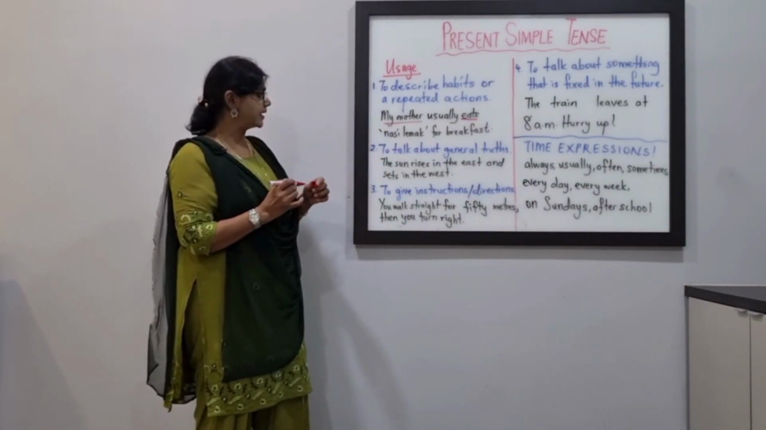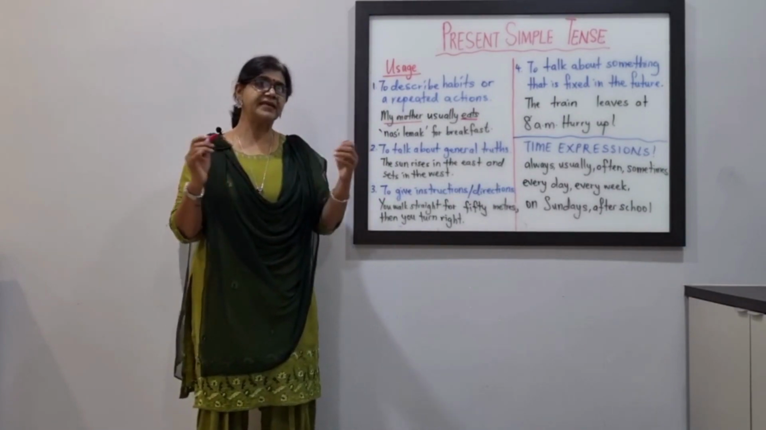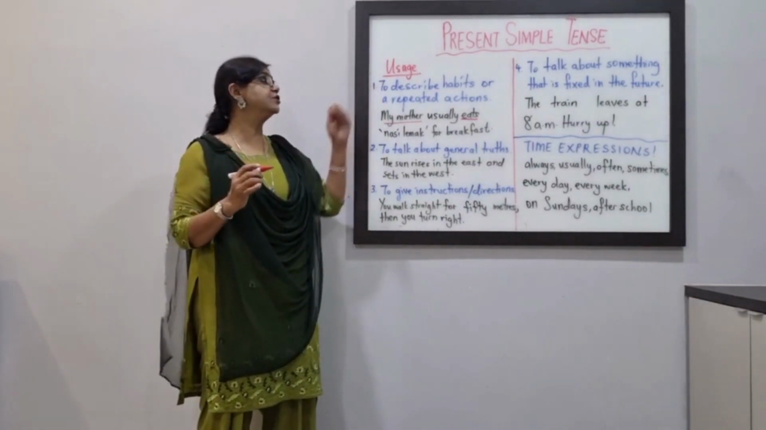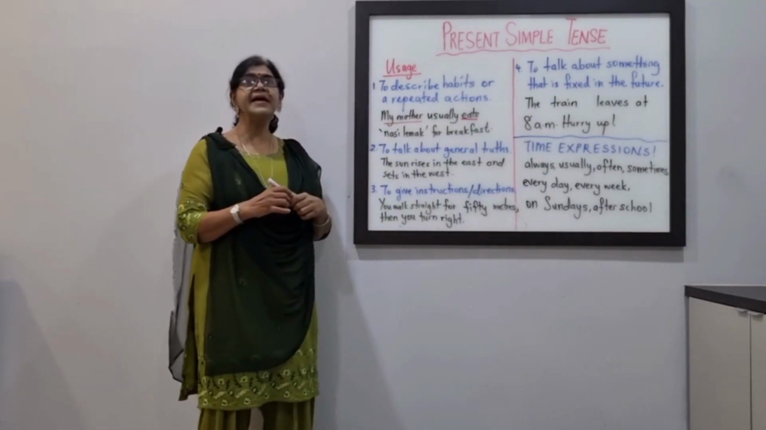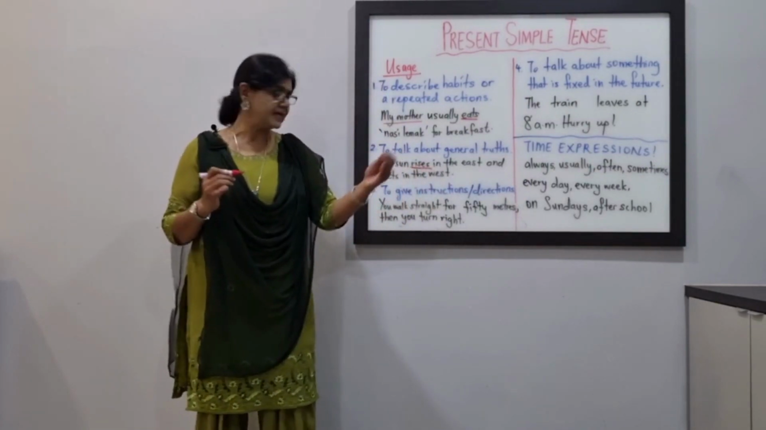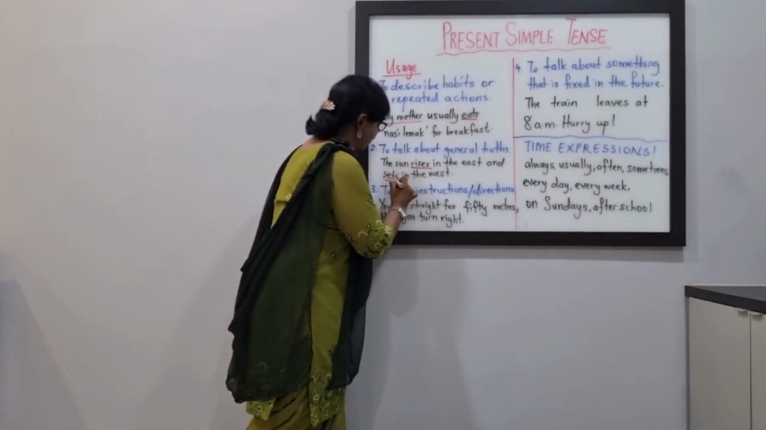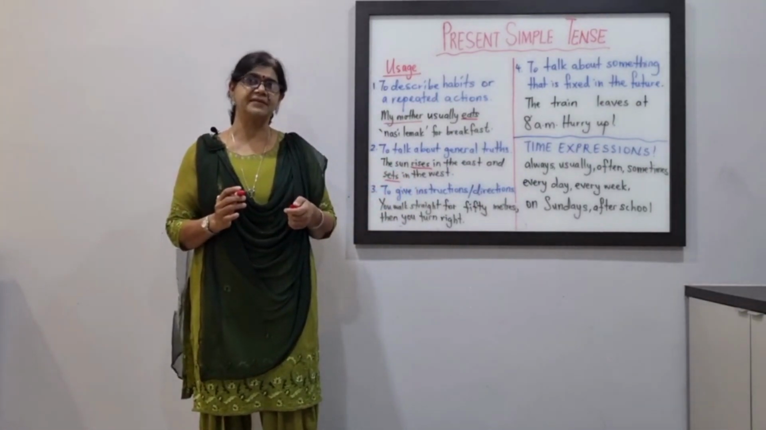The second usage is to talk about general truths. When there is a general truth, we must use present simple tense. Okay, look at this example. The sun rises in the east and sets in the west. This is a general truth. We got to use present simple tense.